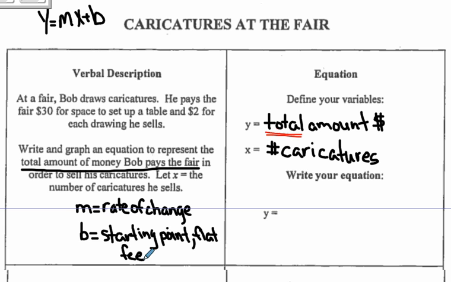So in this case, I can see that he has to pay the fair $30, no matter what, whether he sells 0 caricatures or 100 caricatures. So that's his starting point or his flat fee. His bill is always going to be $30. And then we're going to add on however many caricatures he sells. So in order to write this equation, our b is going to be $30. So we're going to put this here at the end. That's our b. Now our rate of change, well, that's $2, because for every drawing he sells, he has to pay $2.